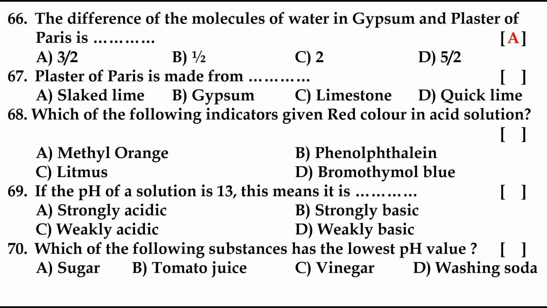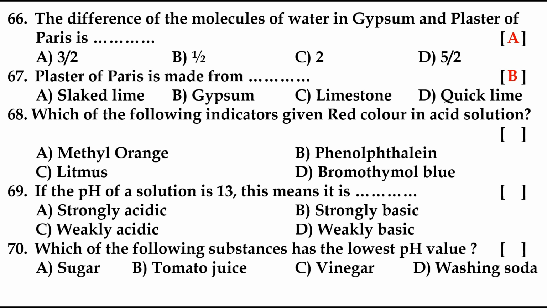67. Plaster of Paris is made from dash. A. Slack lime. B. Gypsum. C. Limestone. D. Quicklime. Answer is option B. Gypsum.